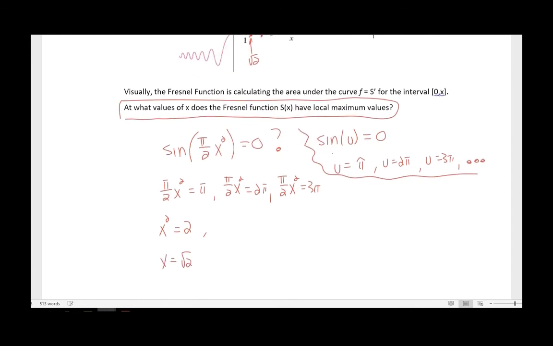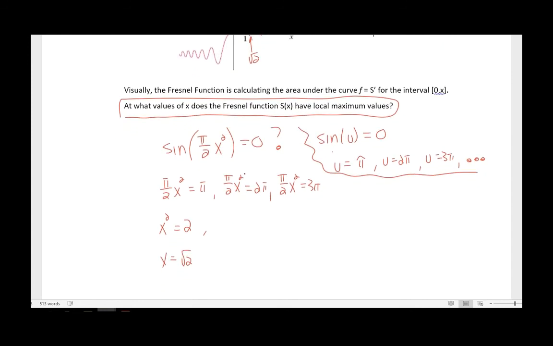All right, and then, if I were to continue this, let's say I have this second one, pi over 2 x squared equals 2 pi. To isolate the x squared, I'm going to multiply the left-hand side by 2 over pi, and multiply the right by 2 over pi, and it's going to give me 4. So that's the square root of 4, which is technically 2. And then over here, I multiply 3 pi by 2 over pi, and I get 6. So I get the square root of 6.